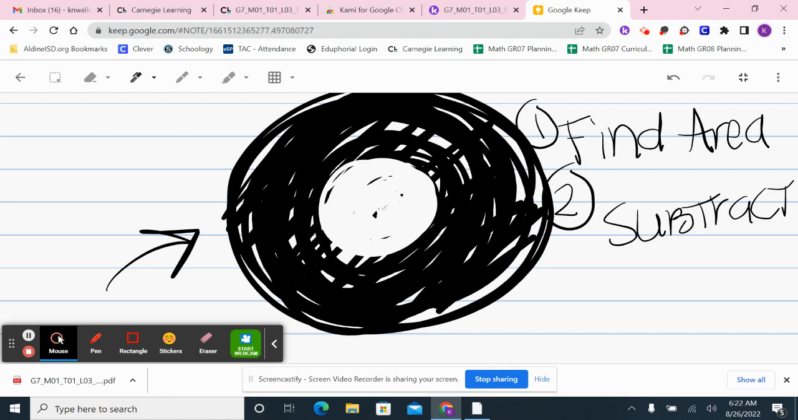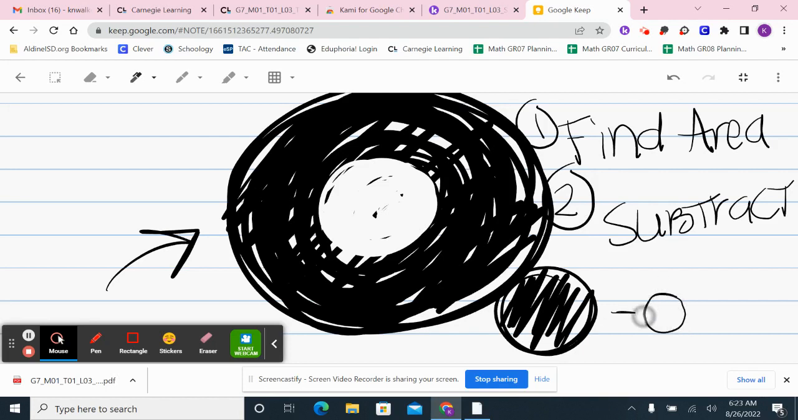Now, if you said, find the area of both circles and then subtract, you are absolutely correct. That is exactly what we're going to do in this problem. But here's the thing, you got to know what numbers to subtract. That smaller circle is actually being taken away from the bigger circle. So that is exactly how you should set up your subtraction. All right, let's go ahead and solve this.